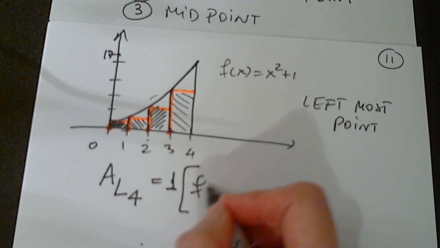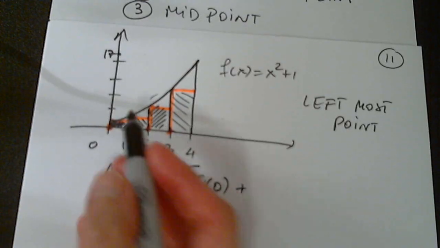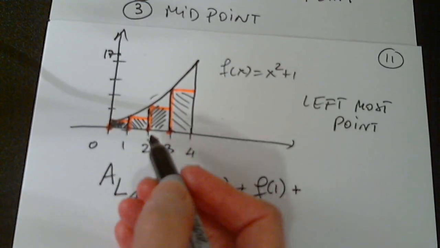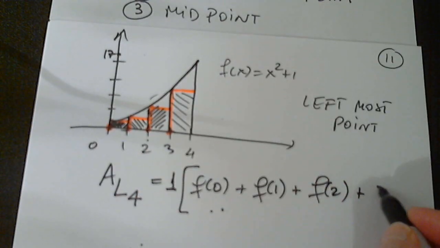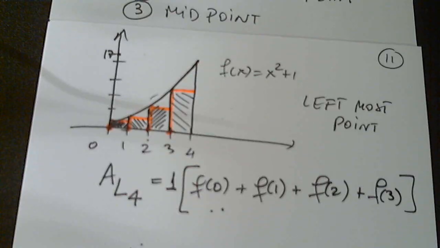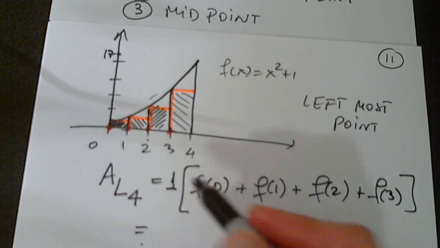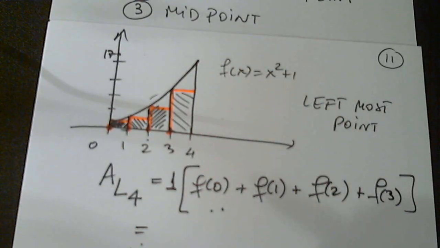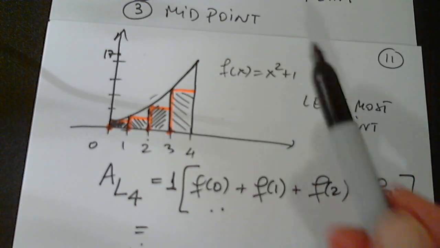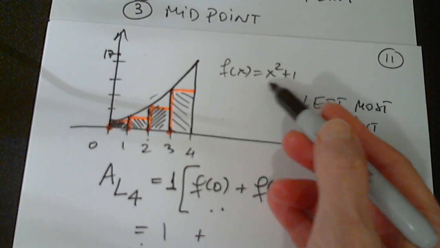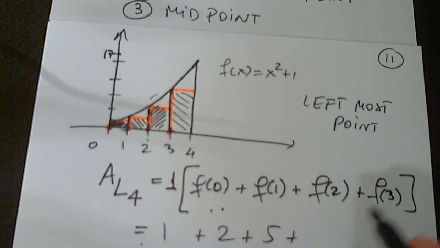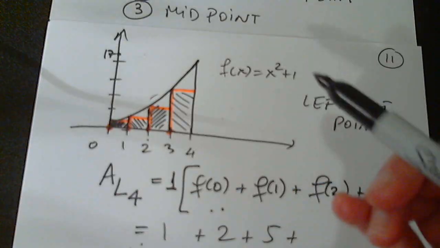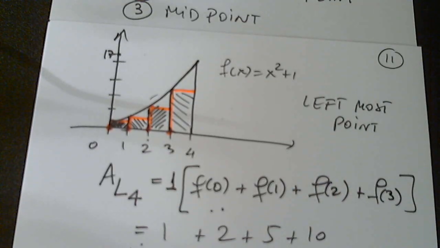F of 0 plus f of 1 plus f of 2 plus f of 3. Okay, what is this? 1 stays outside, it's 1. F of 0, 0 plus 1. F of 1, 1 plus 1. F of 2, 4 plus 1. And f of 3, 9 plus 1. So 18.